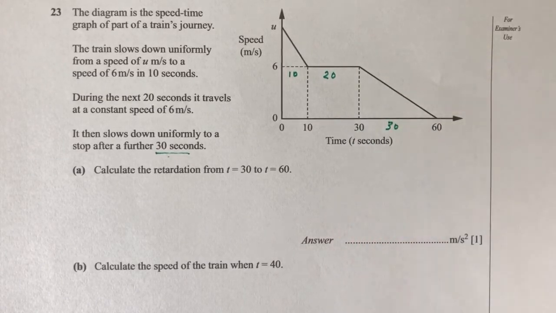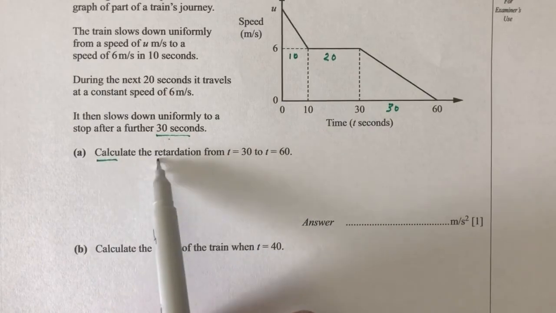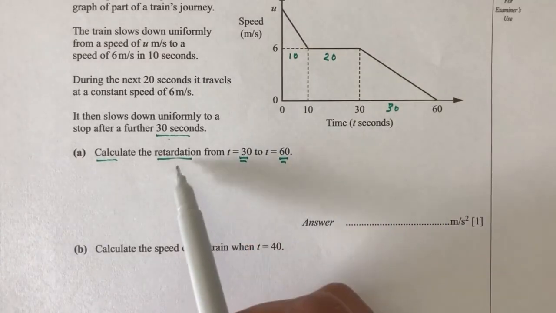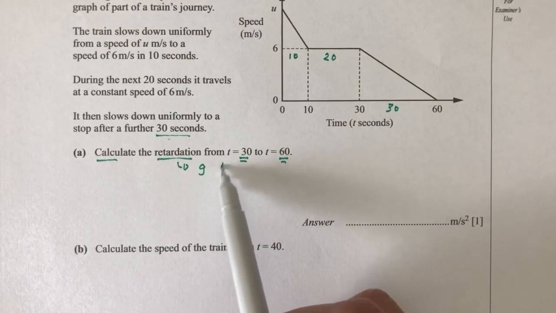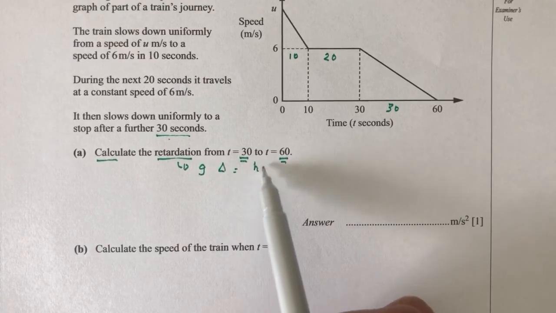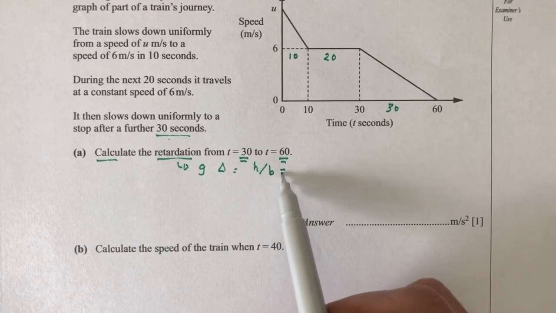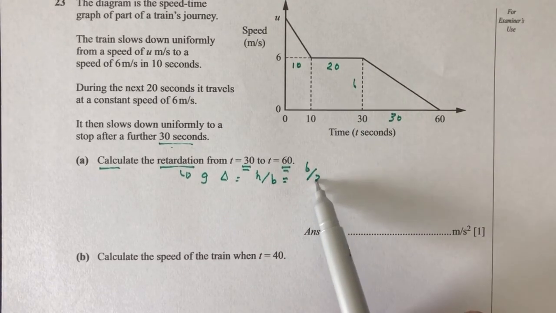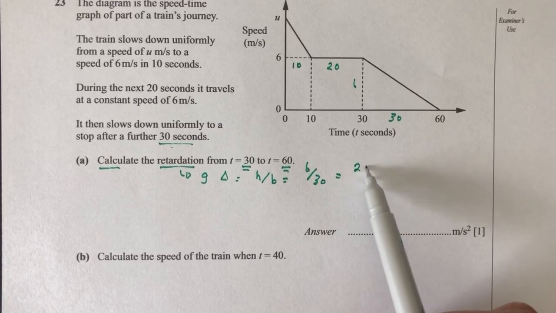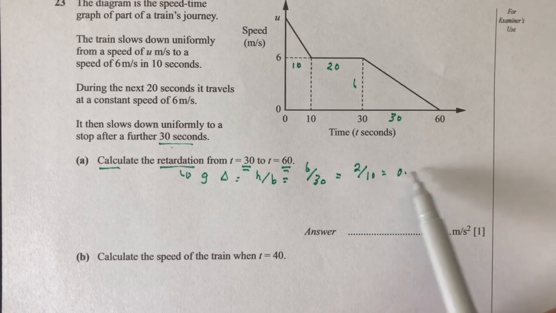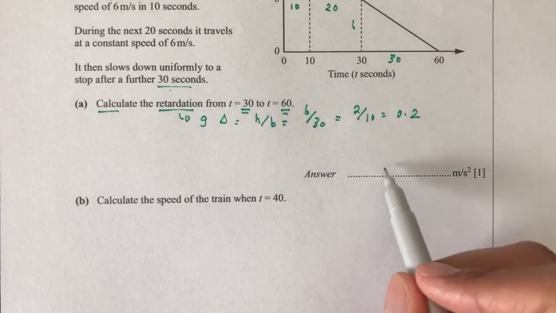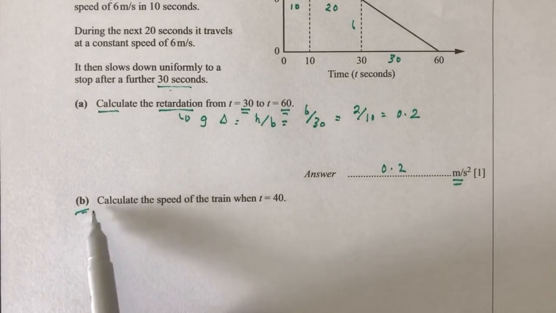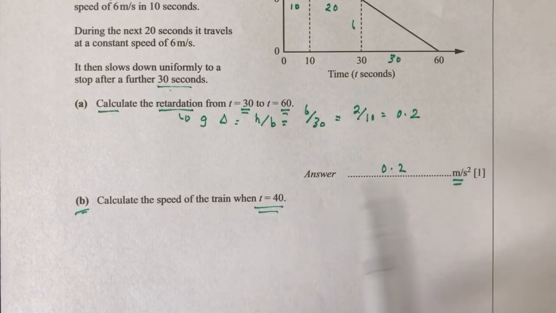That was slowing down. So now part A, calculate the retardation from t30 to t60. So if you have a speed time graph, retardation is equal to the gradient of the triangle, which is height divided by base. Height here is 6, base is 30. That will be 2 over 10, which is 0.2. So retardation will be 0.2 meters per second square.